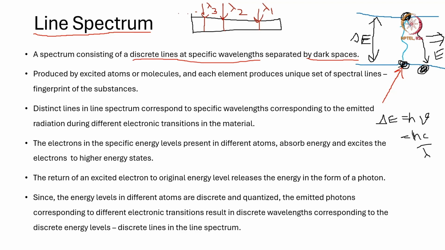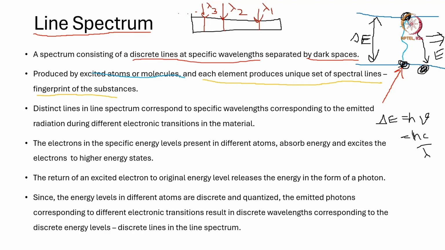We know that in different atoms and molecules, the electronic configurations are different. Thus, when energy is provided to different molecules, the electronic transitions involved in these different molecules will be different, because of which the energy levels and the energy difference between those levels involved in those electronic transitions are different. Thus, the energy released when the electrons return back to their original state is also different. Thus, each element produces a unique set of spectral lines, which is like a fingerprint of that substance.